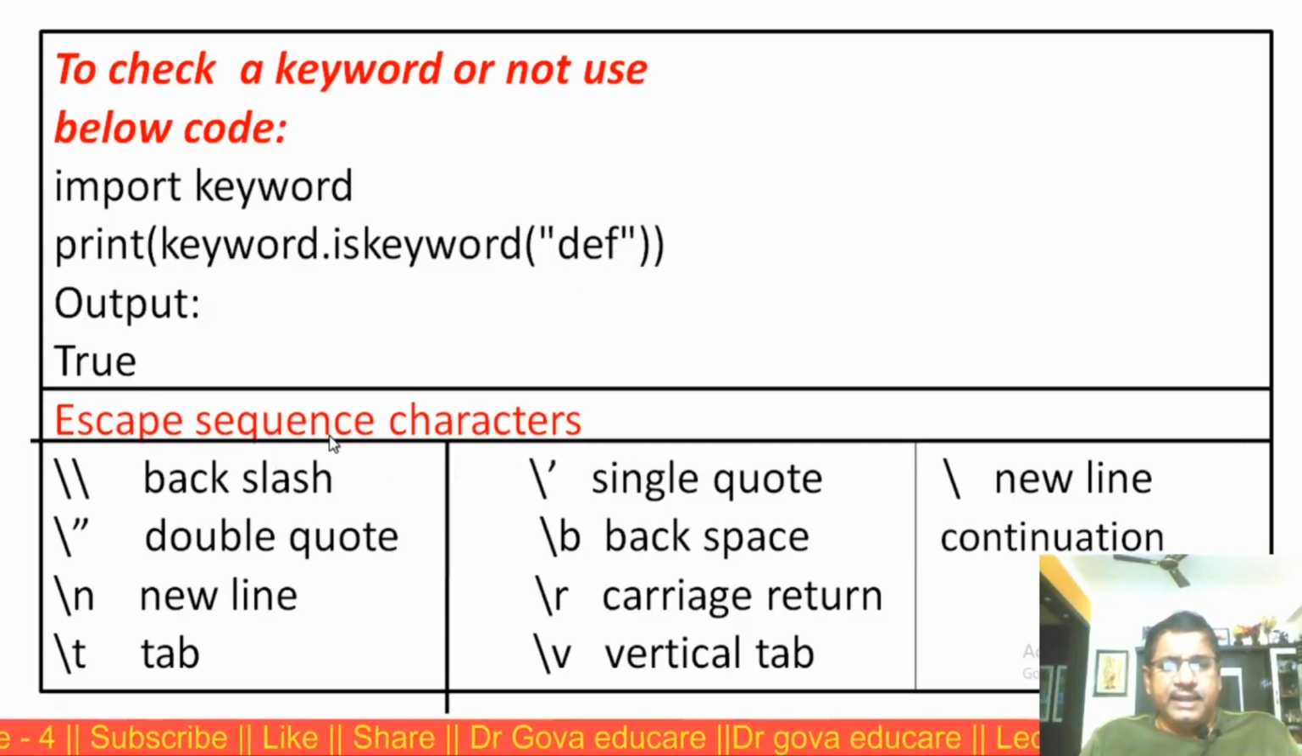Now these are the escape sequence characters in Python programming. Double backslash represents backslash. Backslash double quote represents double quote. Backslash n represents new line. Backslash t represents tab. Backslash single quote represents single quote. Backslash b represents backspace. Backslash r, carriage return. Backslash v, vertical tab. Simply backslash, new line continuation.